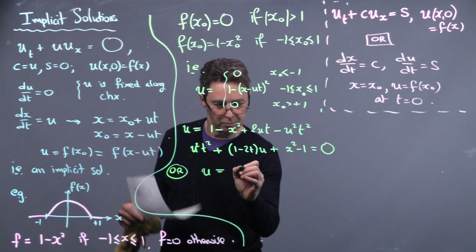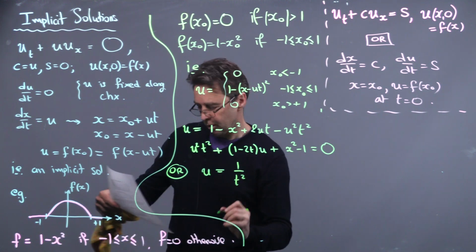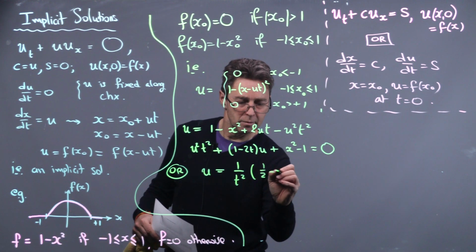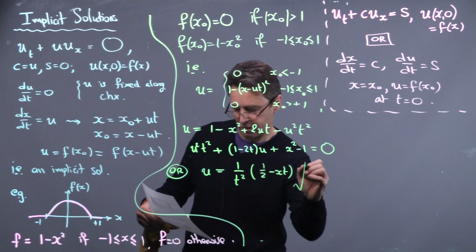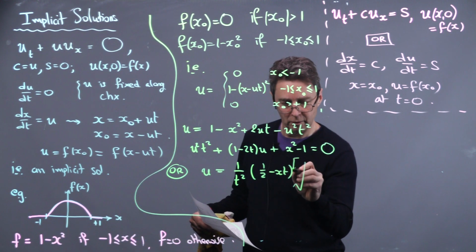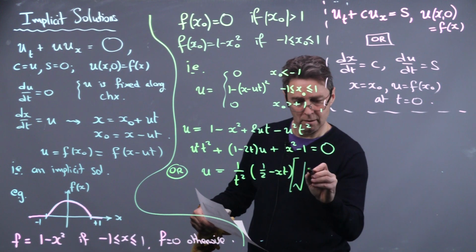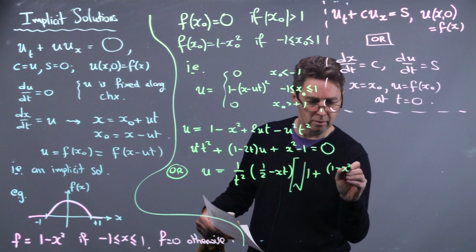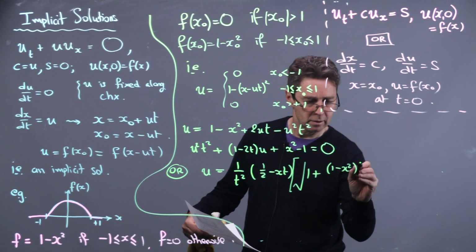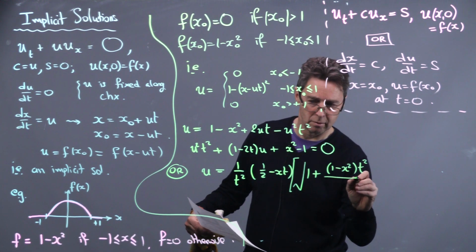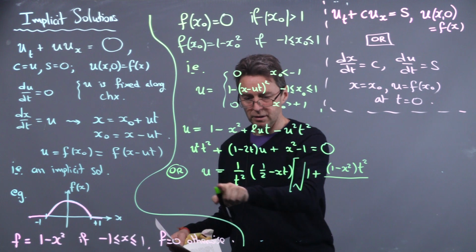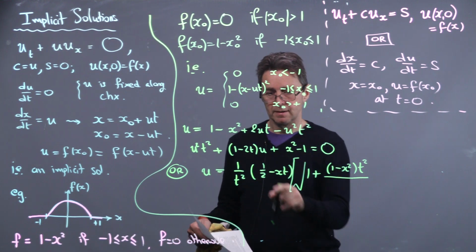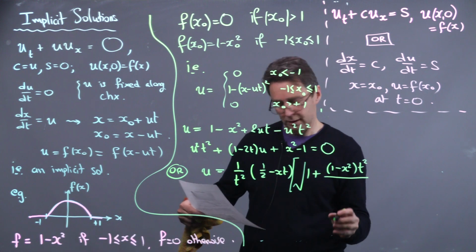So here it is, using my notes. 1 over t squared, 1/2 minus xt, and then there's a square root involved. Right, the t squared coefficient there has gone there and there. There's the x squared minus 1. This thing's got mixed up altogether.